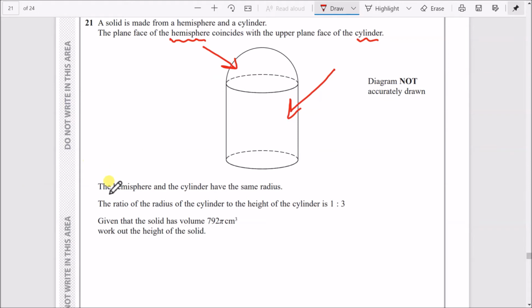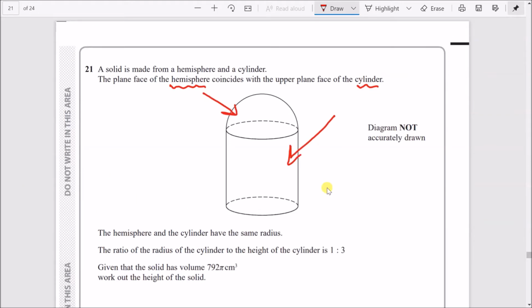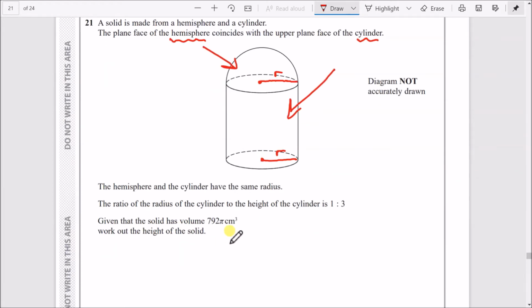Now, on the next part, it says that the hemisphere and the cylinder have the same radius. Now, this is because they're both decked up in the same way. So you can imagine there's a radius here, and the bottom half also has a radius like that. The ratio of the radius of the cylinder to the height of the cylinder is 1 to 3.